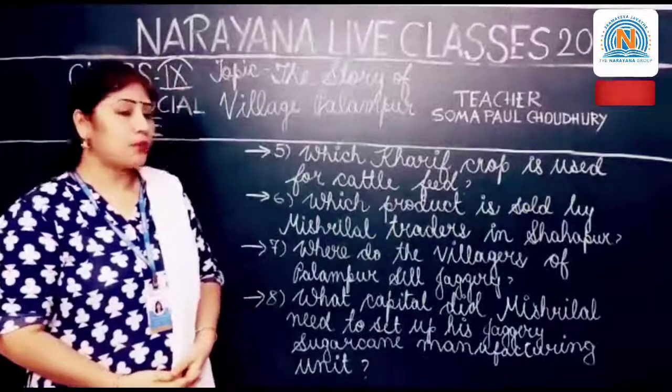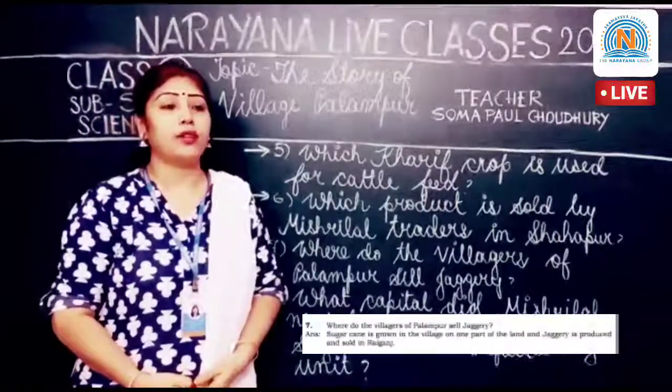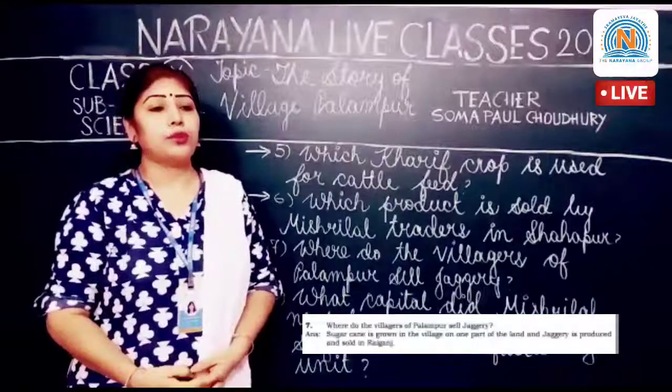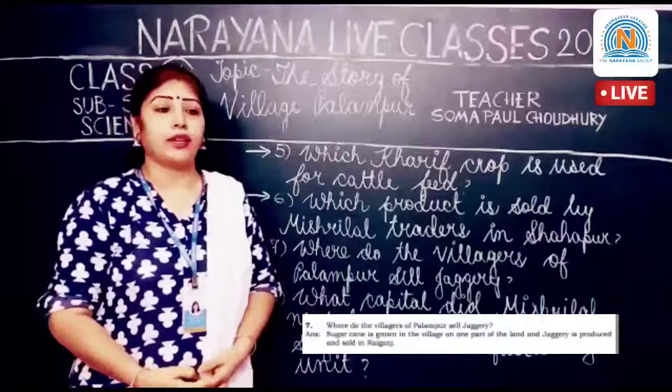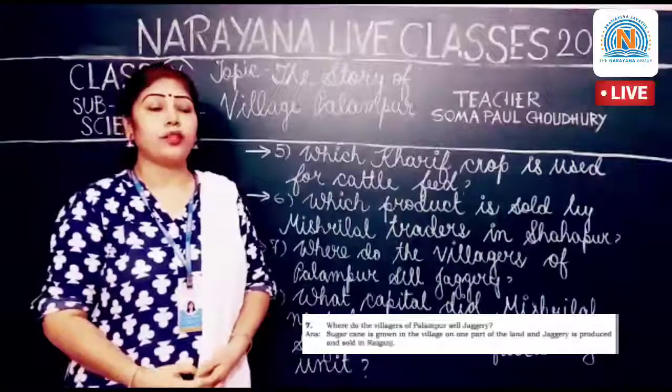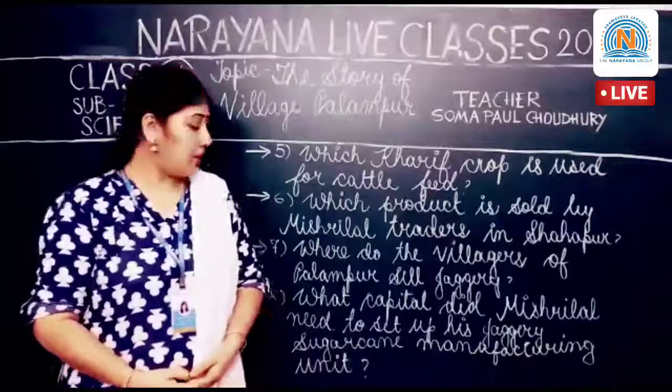Moving on to question number seven. Where do the villagers of Palampur sell jaggery? So in Palampur, sugarcane is grown on one part of the land, and jaggery is produced, which is sold in the market of Raiganj.